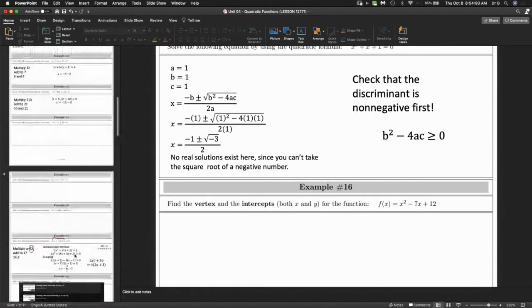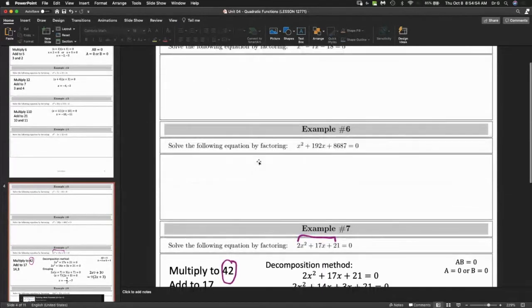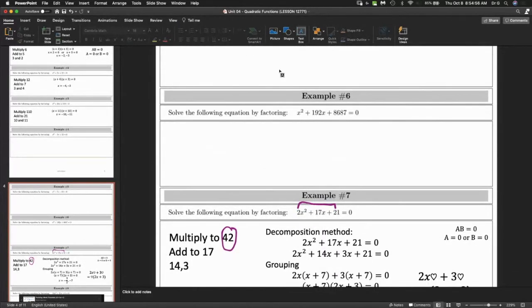Done. Let's go back to that factoring question, that really dirty one there. Okay, so someone grab a calculator and help me out here. So what I'm going to do is a little bit weird.